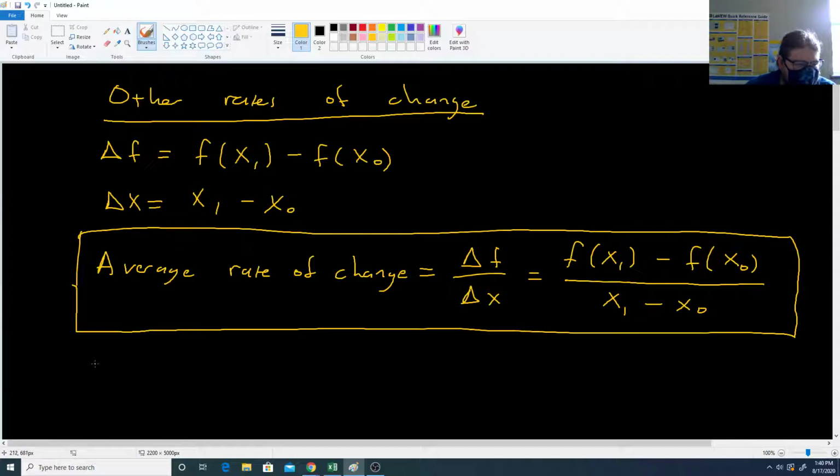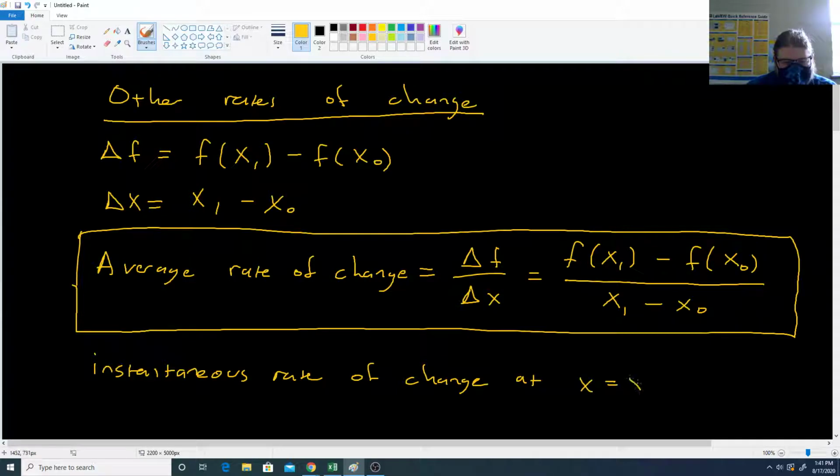So then we say, well, the instantaneous rate of change at x equals x naught, or x0. Sorry, x naught. In physics, a lot of professors I have use the term naught for zero, so you'll hear me sometimes saying naught instead of zero. It's N-O-U-G-H-T. So what's the instantaneous rate of change at x equals x0?